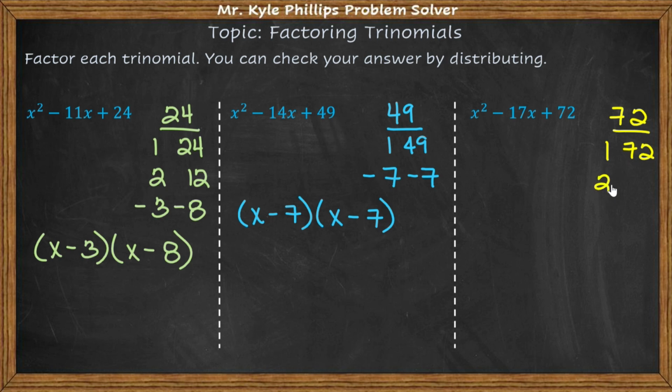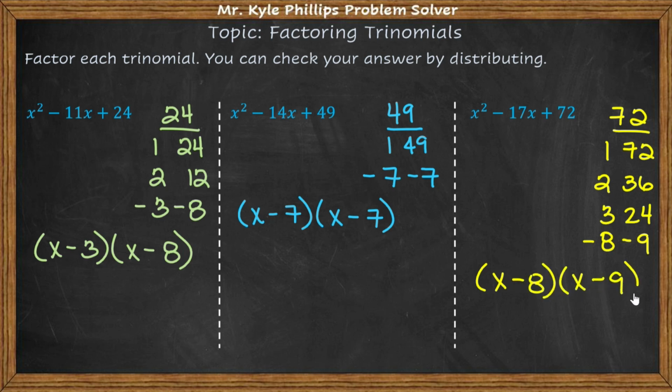Fair enough. What about 2 and 36? Probably not. Not going to happen. What about 3? 3 and what number goes into 72? 24? Can't create 17 there. What about 8 and 9? That works. 8 times 9 is 72, and 8 plus 9 is 17. Both of these need to be negative to give me the negative 17. So here I have x minus 8 and x minus 9.